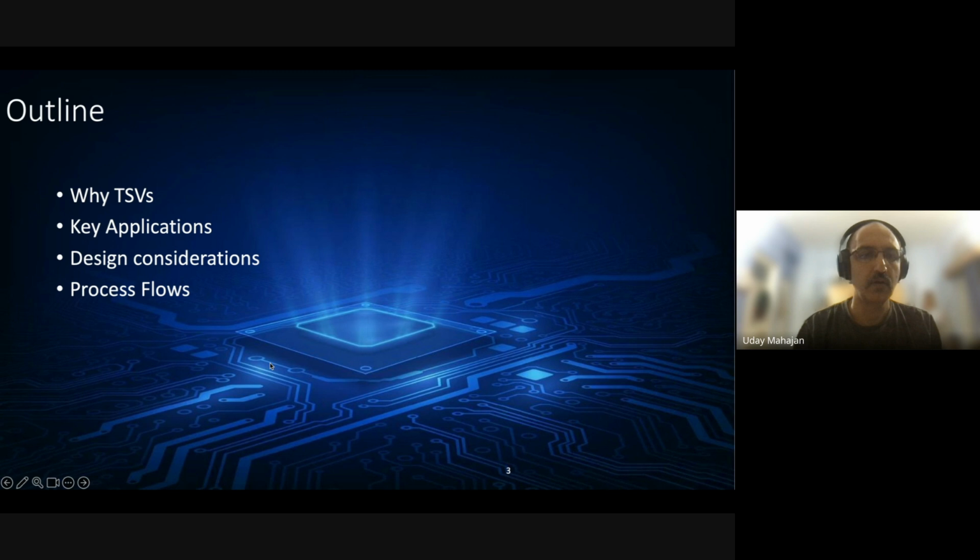So this is an outline of my talk. Why TSVs, some key applications, a brief overview of design considerations, and then some time we'll spend on the process flows. Depending on how much time we have, we can go into one particular process flow in a little bit more detail. This information is all from public sources, so it may not be the latest or the most accurate in some cases. So please bear with me, and feel free to correct me wherever you feel the information could do with some updating.